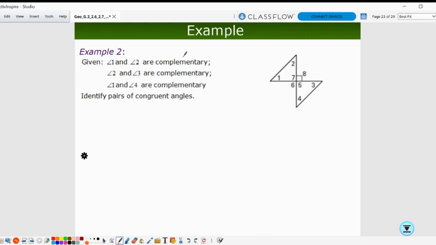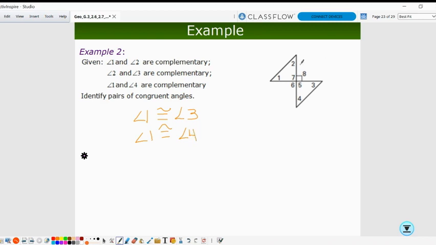Angle 1 and 2 are complementary. 2 with 3 are complementary. 1 and 4 are complementary. Well, if I know 1 and 2 are complementary and 2 and 3 are complementary, 1 with 3 will be congruent because they're both complement to the same angle. So angle 1 is congruent to angle 3. If angle 1 is congruent to angle 2 and 1 is congruent to angle 4, then we know that 1 is congruent to angle 4.